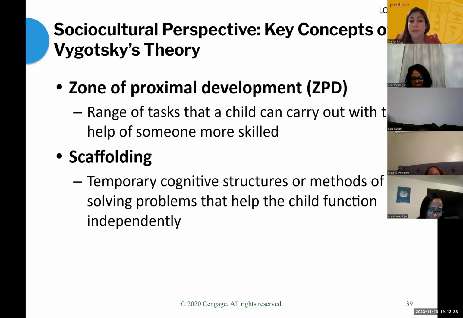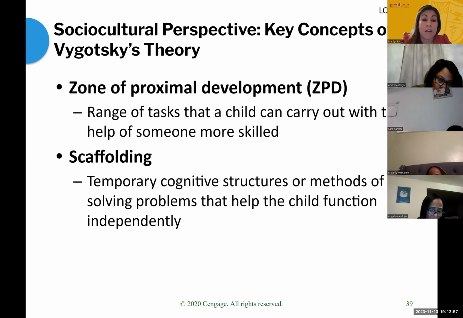So the zone of proximal development is the range of tasks that a child can carry out with the help of someone more skilled. It's how many different tasks they can actually do with someone's help, or on their own, right? The range of how much they can actually do, whereas scaffolding is the temporary cognitive structure or method of solving problems that helps the child function independently. So if you've never seen a scaffold, it's like a ladder that a painter uses to get on top to paint somewhere really high. You are the scaffold to that child.